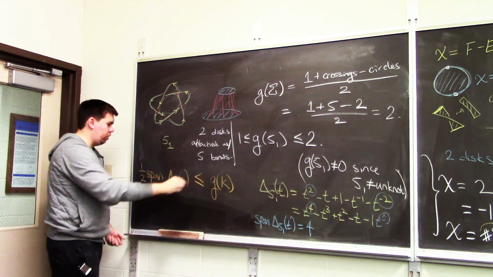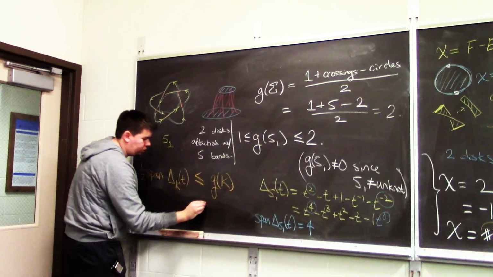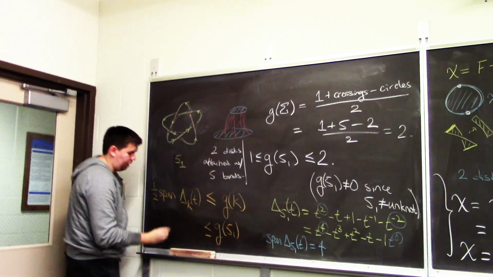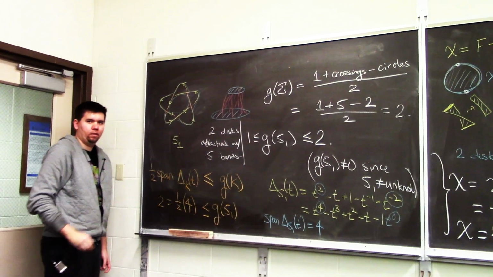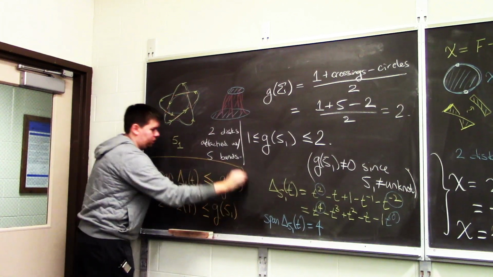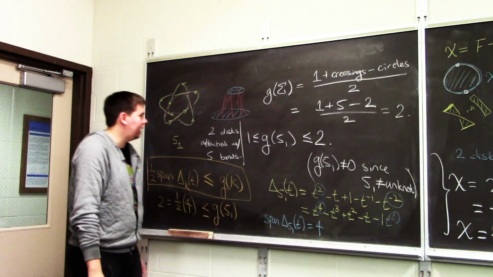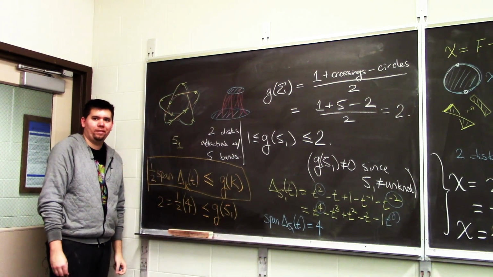So according to this formula, for my knot 5_1, I know the genus of the knot 5_1 is at least as big as half of 4, which is 2. So the genus is at least 2 by this relationship. But the genus is also at most 2. And hence we can conclude the genus of this knot is actually equal to 2.